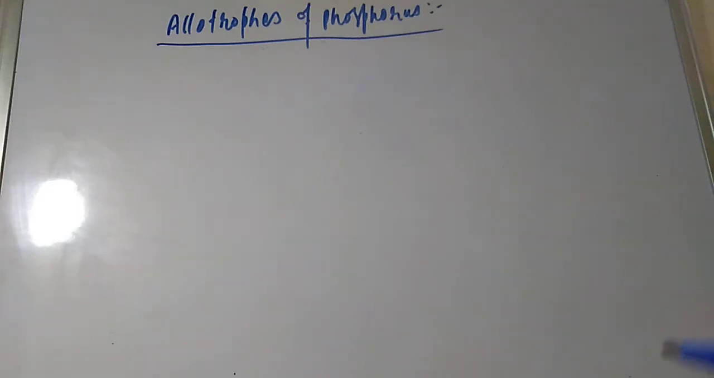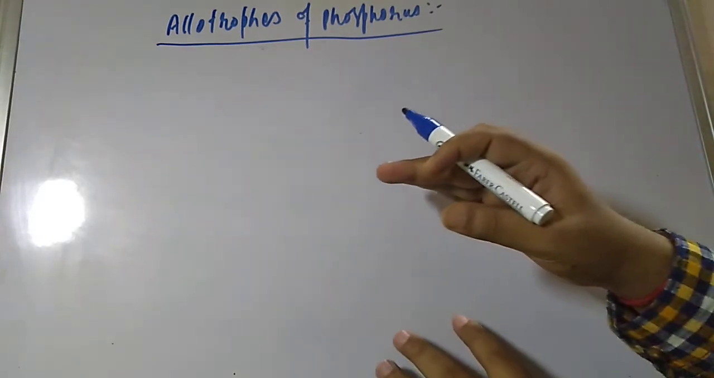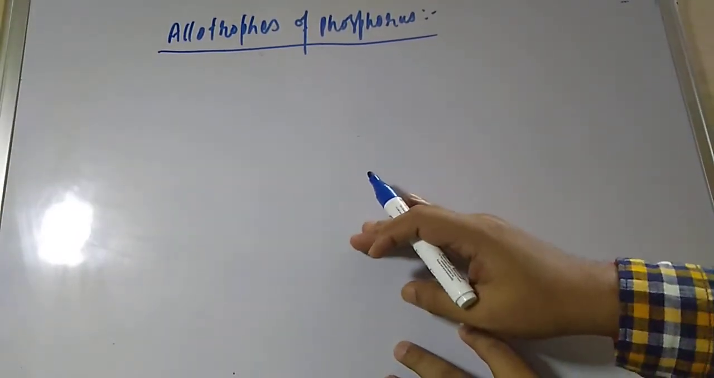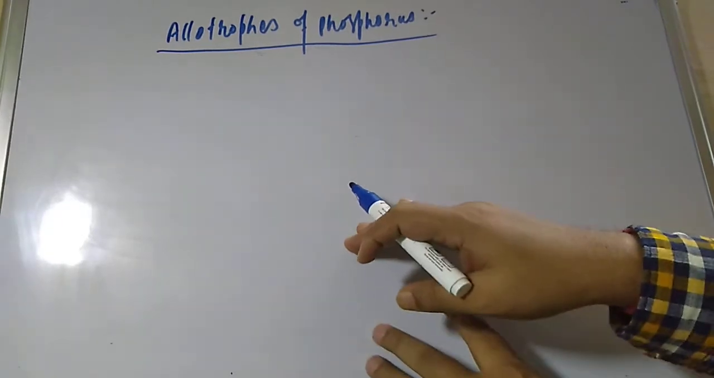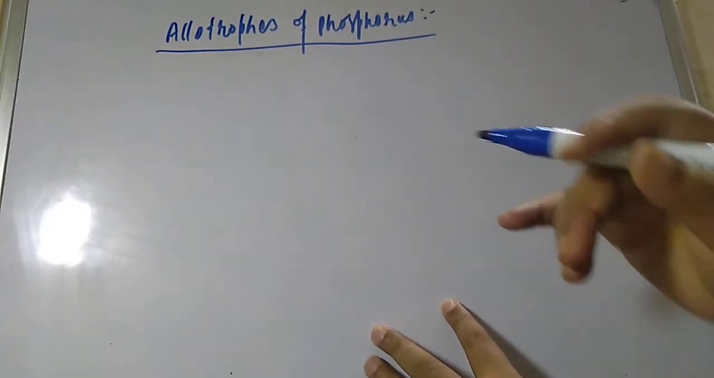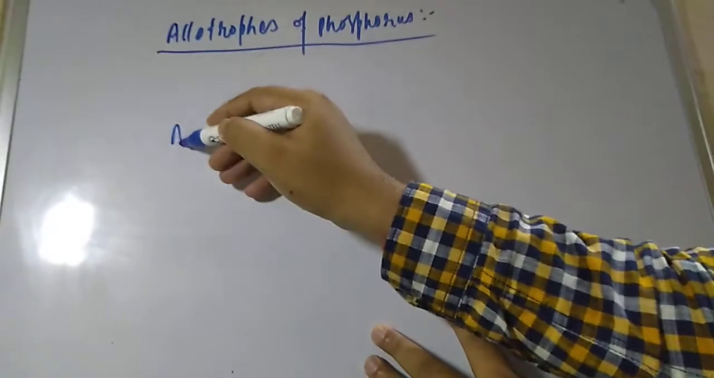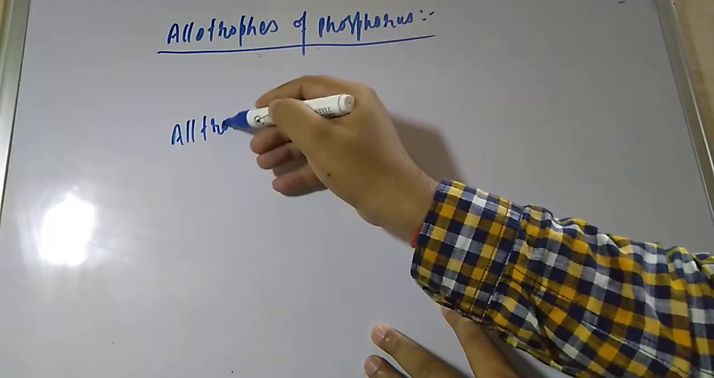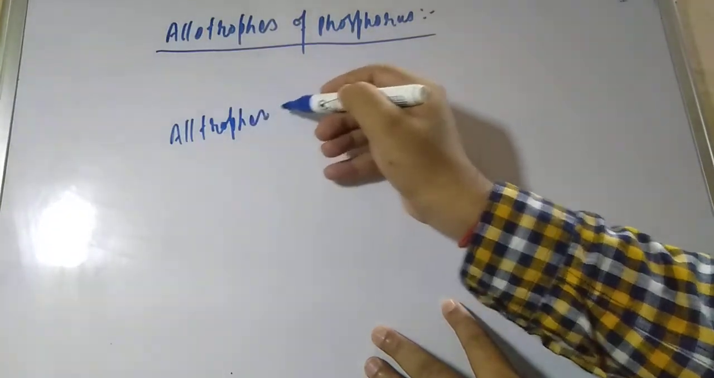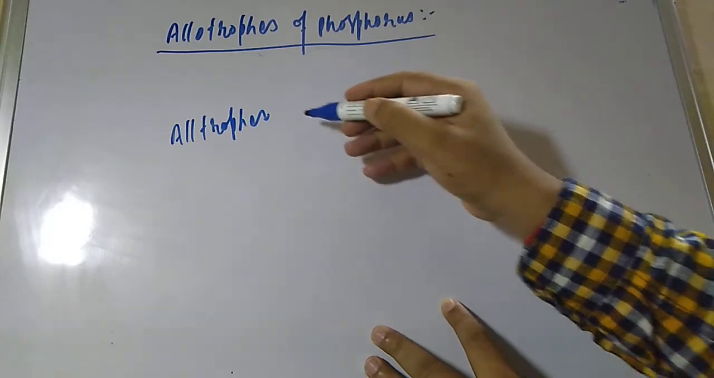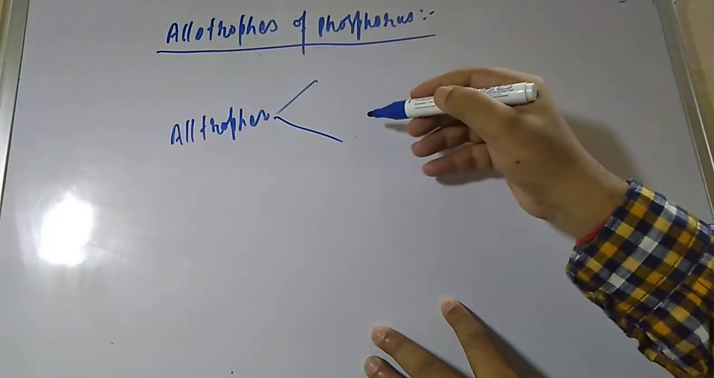Going to explain the allotropes of phosphorus. First of all, we have to understand that phosphorus is found in different forms, which we have already explained in the very first video of the p block element. Now we are going to understand what the meaning of allotropes is. Allotropes: if you want to understand allotropes, there are two meanings.